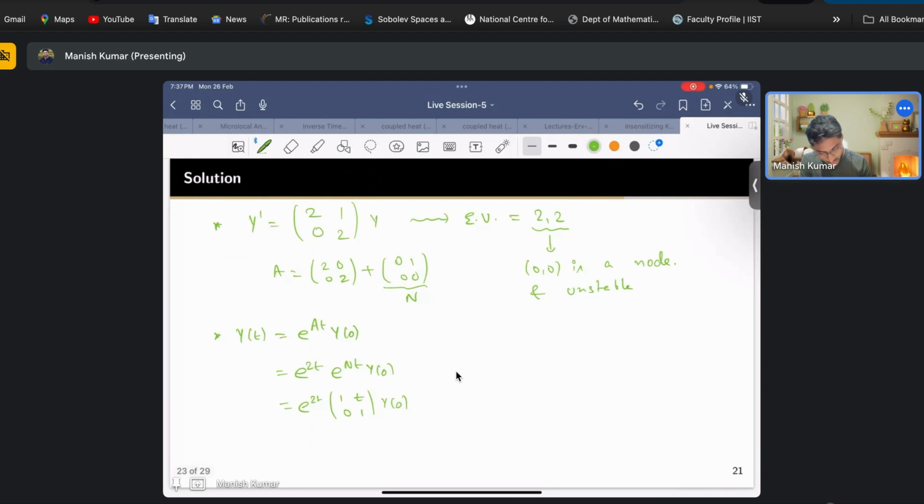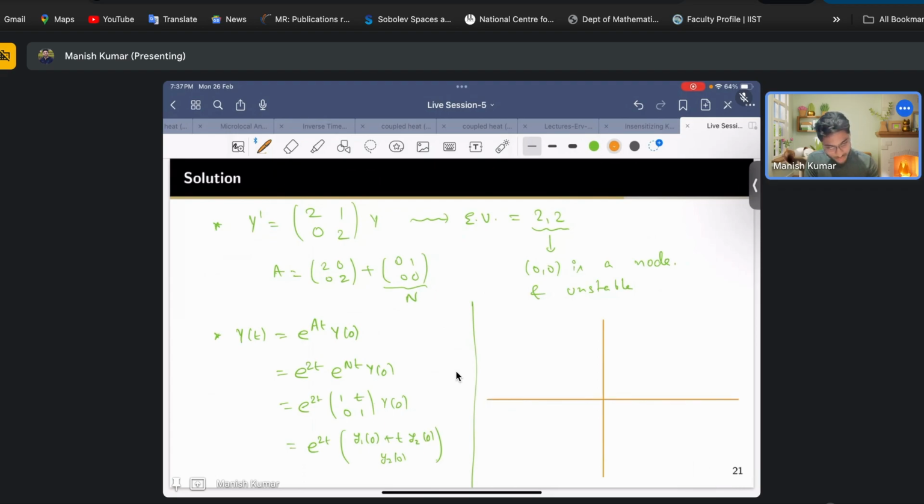Okay, so we write e^(2t) times (y10 plus t y20, and here we have y20). So this is the expression of the solution. Now let us try to draw this phase portrait.